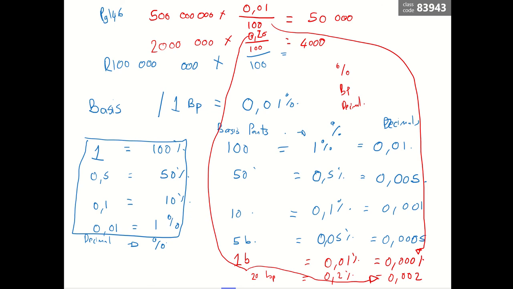If you have any issue understanding the basis point and percentage, then just give me a WhatsApp message or an email. But bear in mind that you need to know which one to use. Are we using basis points, percentages, or decimals? I might tell you 20 basis points, or I might tell you 0.2%, or I might tell you 0.002. And you need to automatically know which. Do you divide by 100 or do you not divide by 100?